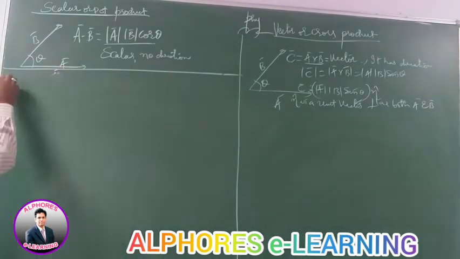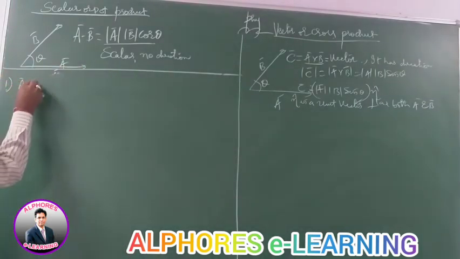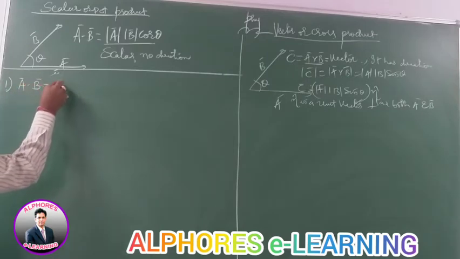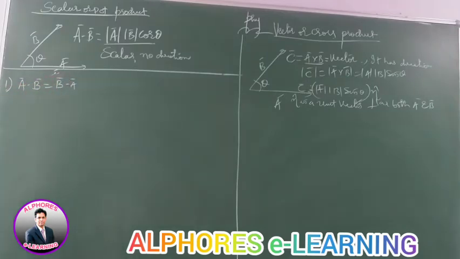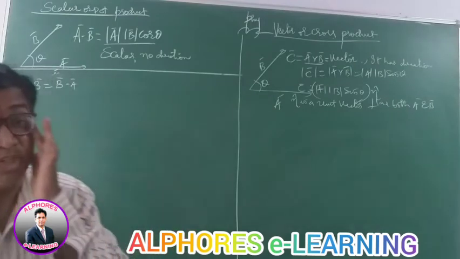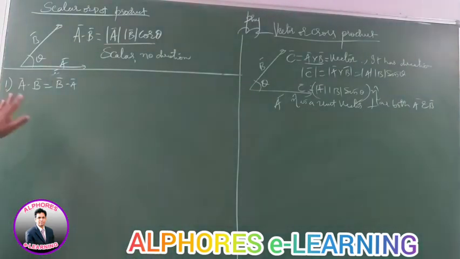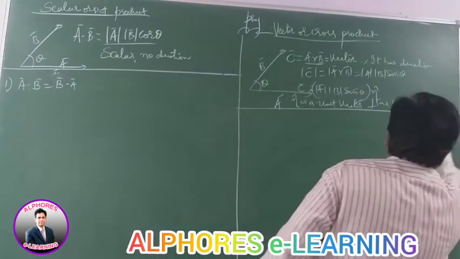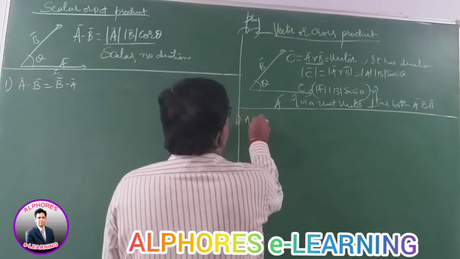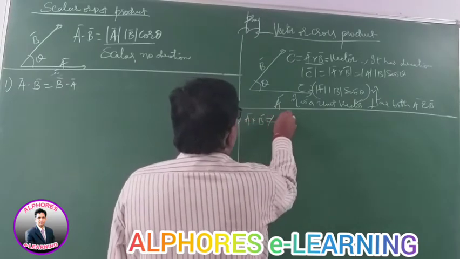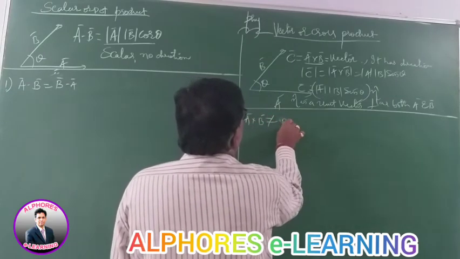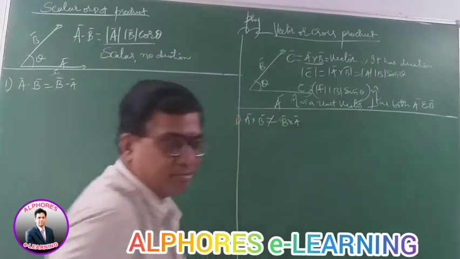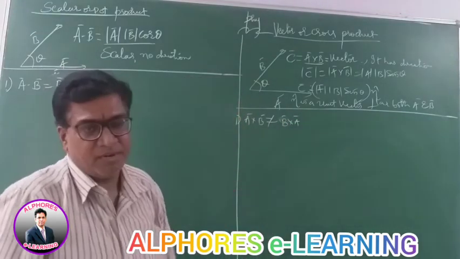Now, dot product of two vectors, whether I multiply A dot B or B dot A, both are same. But when you take the cross product, the law of commutation is not obeyed here. A cross B is not equal to B cross A.